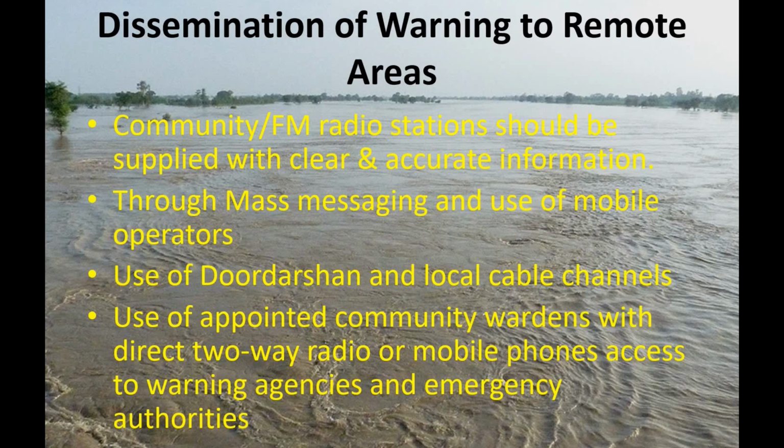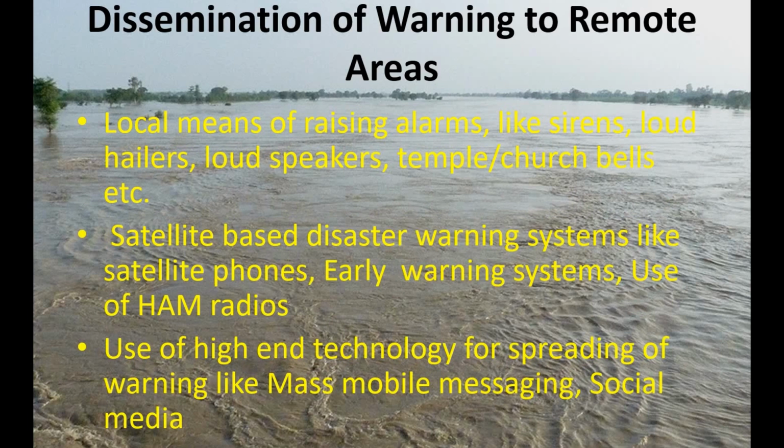Now, as far as the dissemination of warning to the remote areas is concerned, awareness of people affected in the remote areas needs to be prioritized. This can be done through community/FM radio stations. They can also be supplied with clear and accurate information. It can also be done through mass messaging and use of mobile operators, use of Doordarshan and local cable channels, use of appointed community wardens with direct two-way radio, high frequency or very high frequency communication sets or mobile phones. Access to warning agencies and emergency authorities can also be employed.